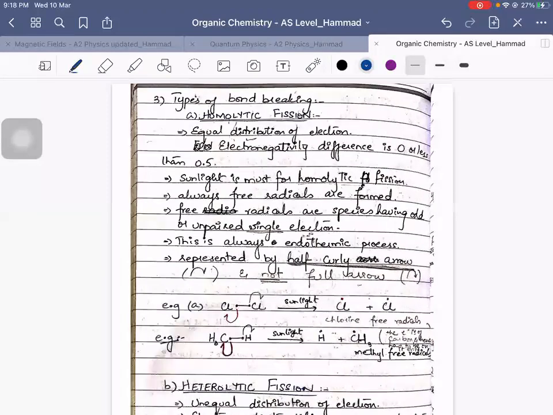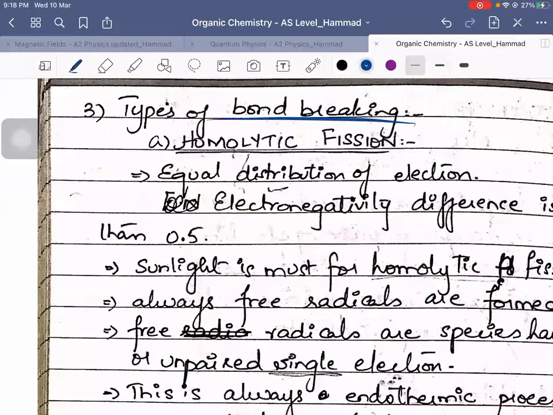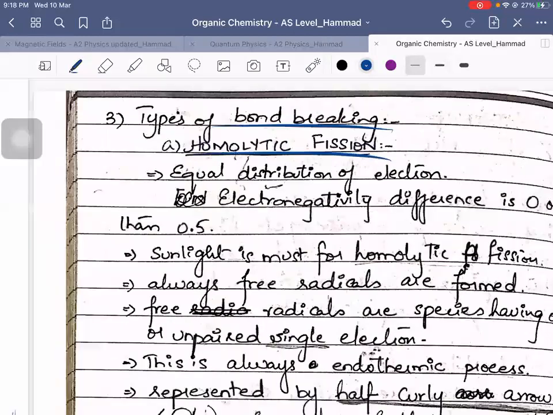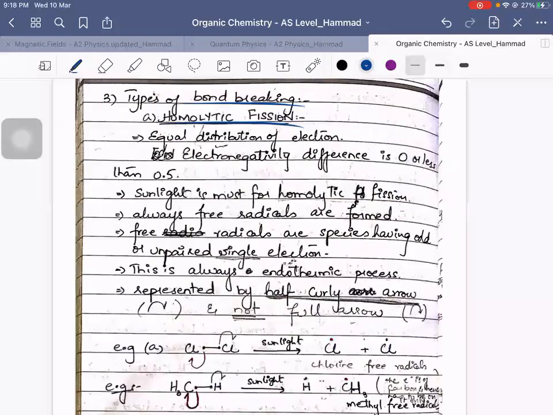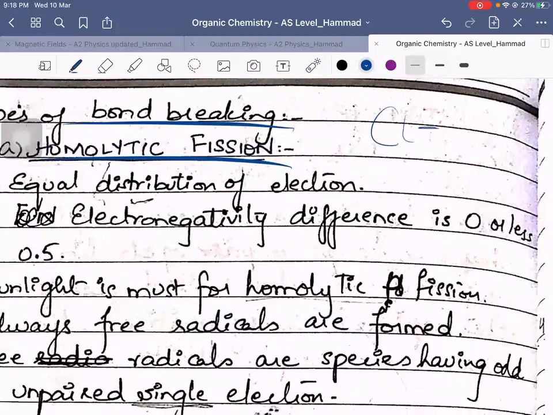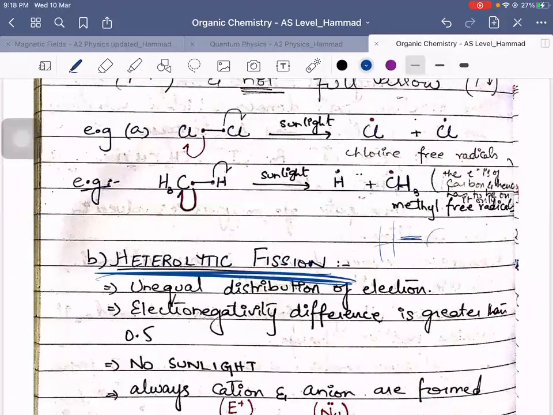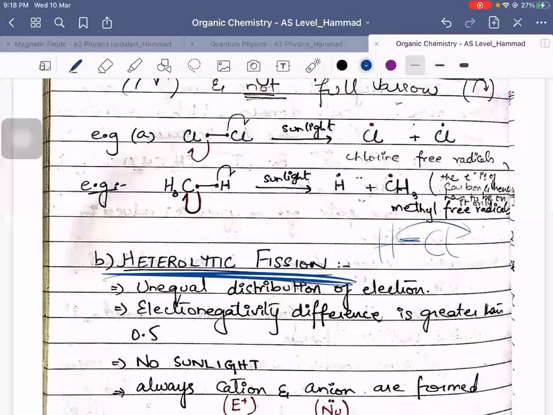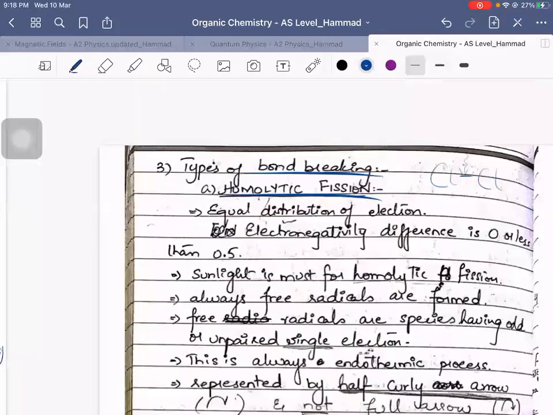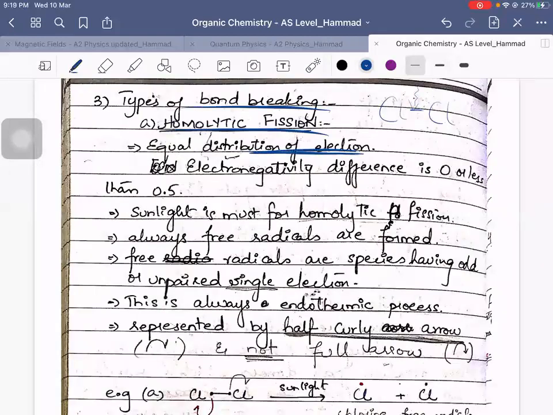So there are two different types of bond breaking. One is a homolytic fission, one is a heterolytic fission. Homolytic fission is symmetrical breaking. Heterolytic fission is sideways breaking. Right? So equal distribution of electrons would cause a homolytic fission. The electronegativity difference is 0 or less than 0.5.